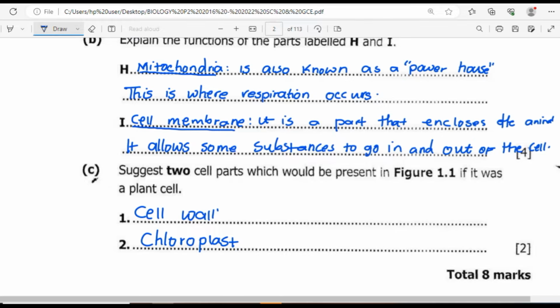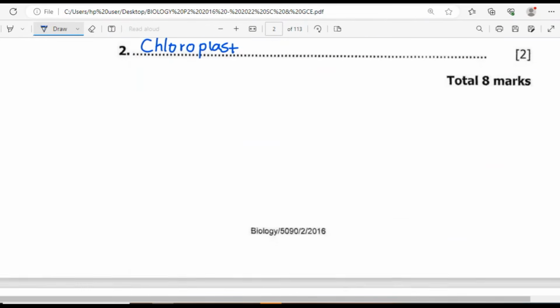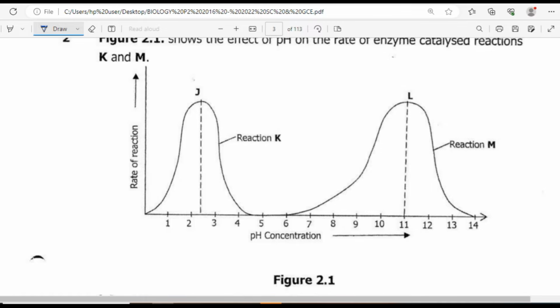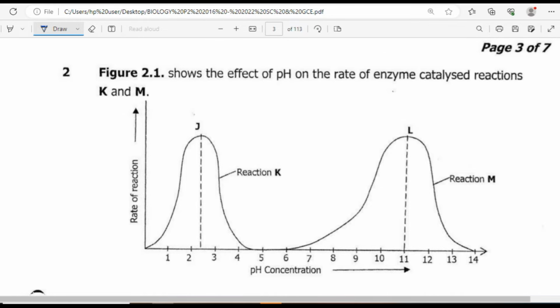So as you are revising and also studying, make sure you start with the notes so that you are guided on what to do and what is needed. Then we have another question.